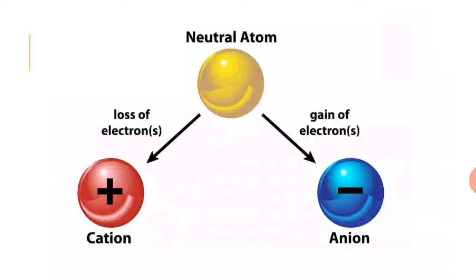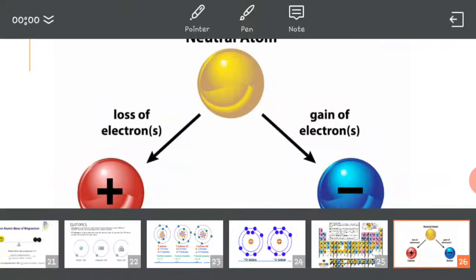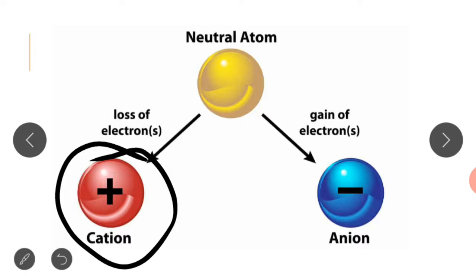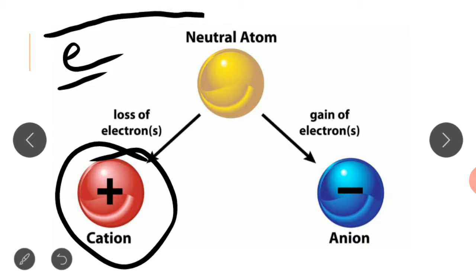Okay, now an atom is neutral because it has an equal number of electrons and protons. If it does not have an equal number of electrons and protons, for example if an electron is lost by an atom, then after losing the electron it will become positive in nature because that electron is going. See, it's going, and has gone.